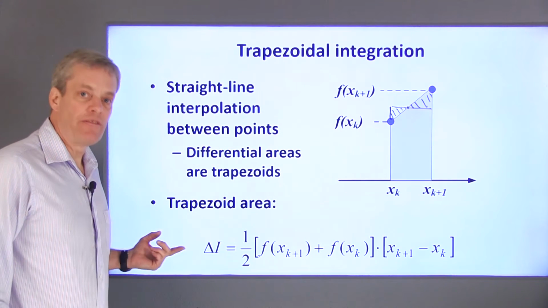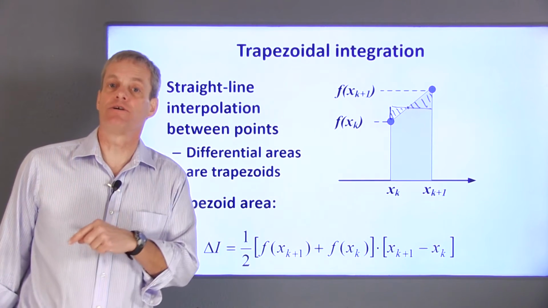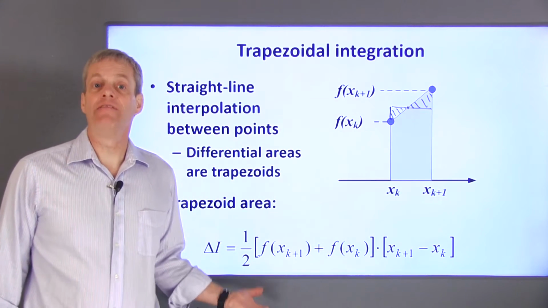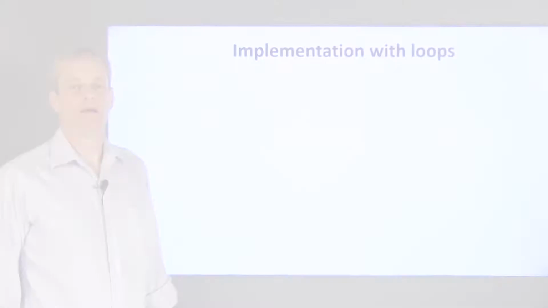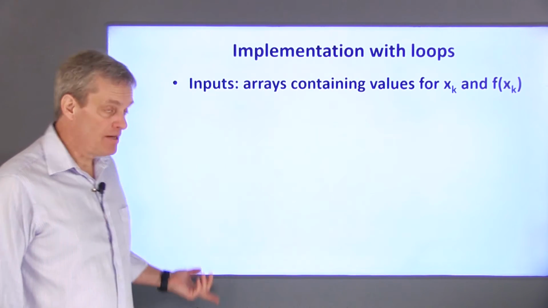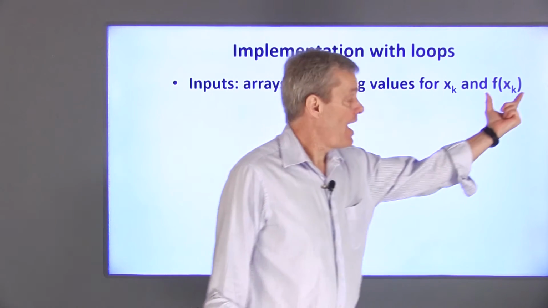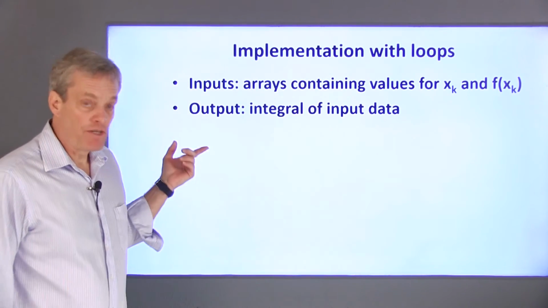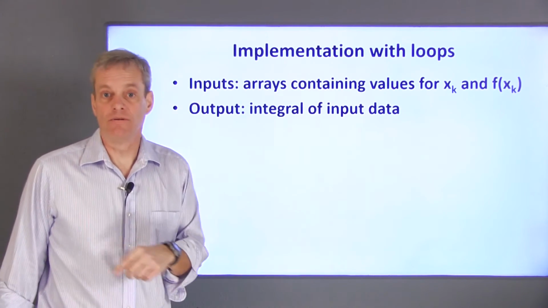Next, I'll talk about using this expression for trapezoidal area to calculate the total area under a curve. First, I'll use a for loop to implement the algorithm, and then I'll introduce a couple of MATLAB commands which perform the process. I'm going to create a function to implement this process. The inputs to the function will be arrays containing the values of x and f of x at the boundaries of the subintervals. The function will return the total area under the curve, which will be a scalar.